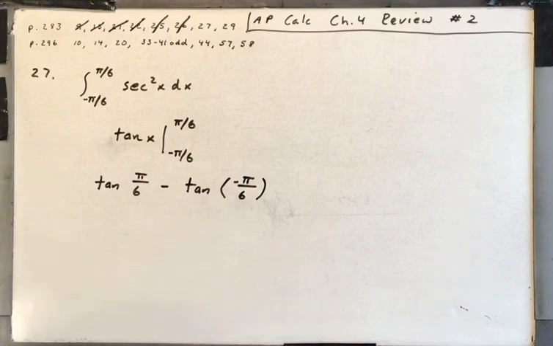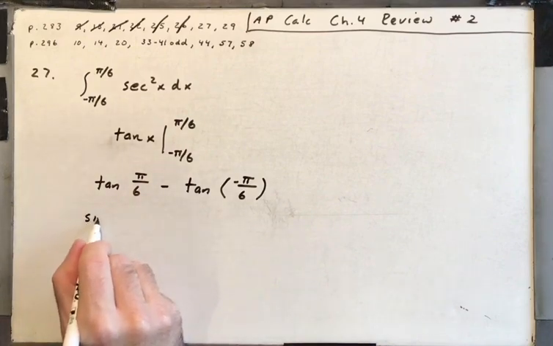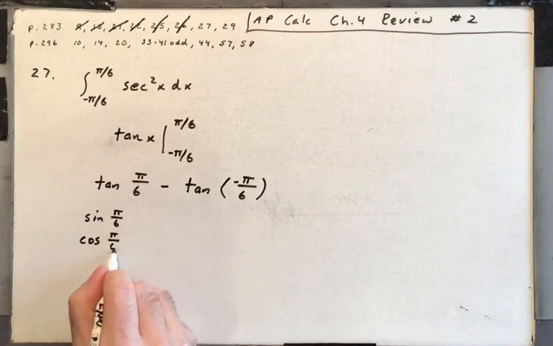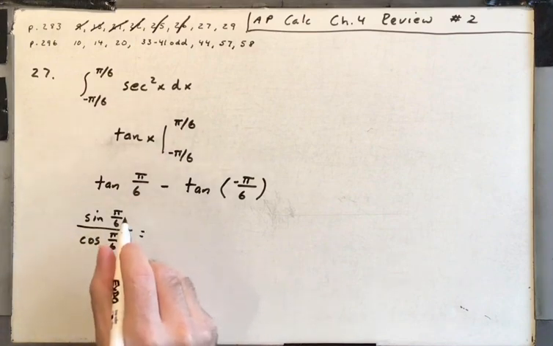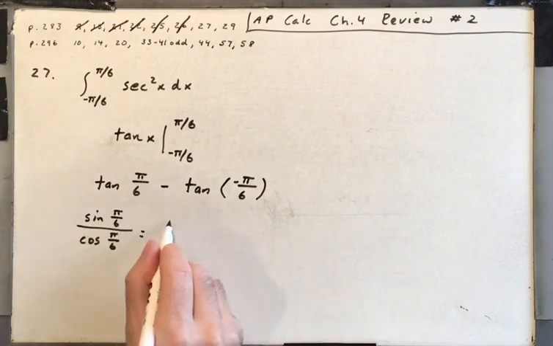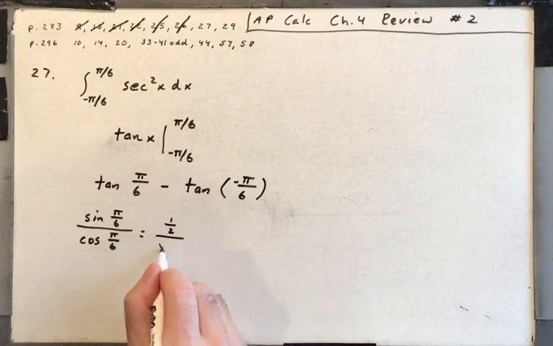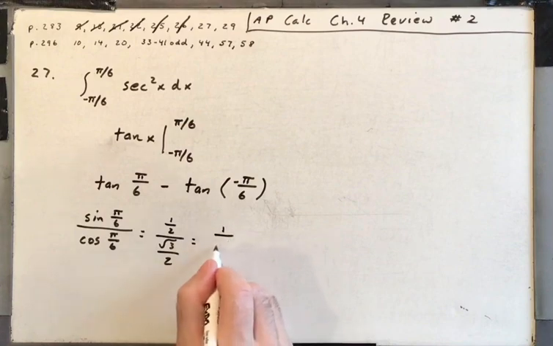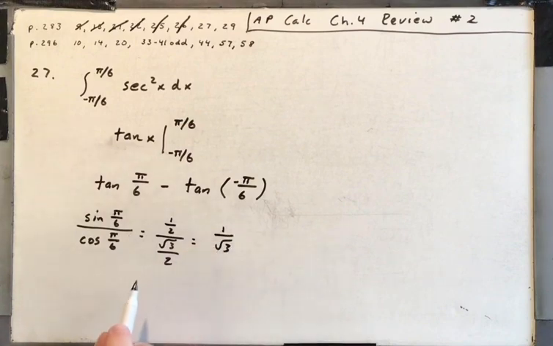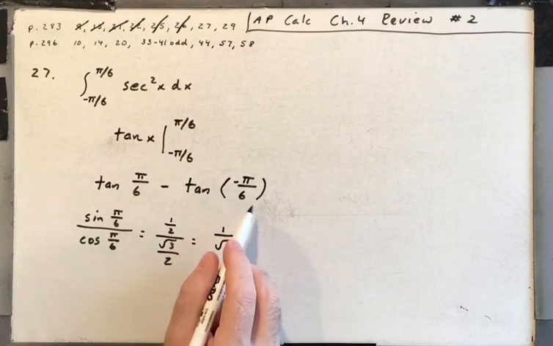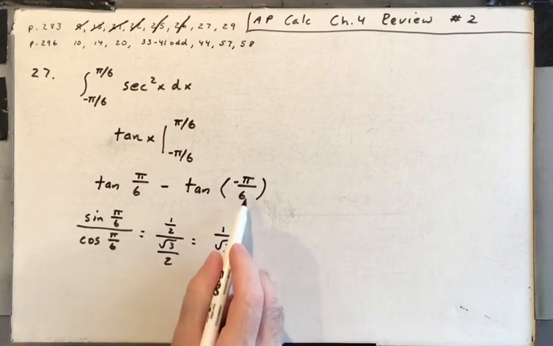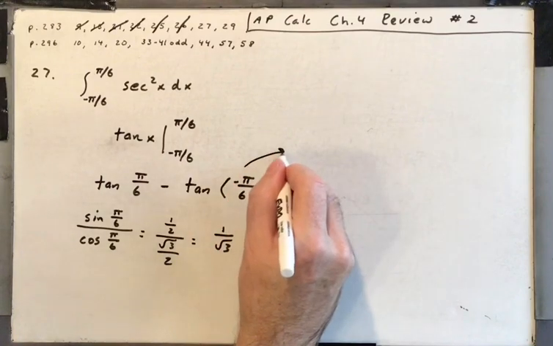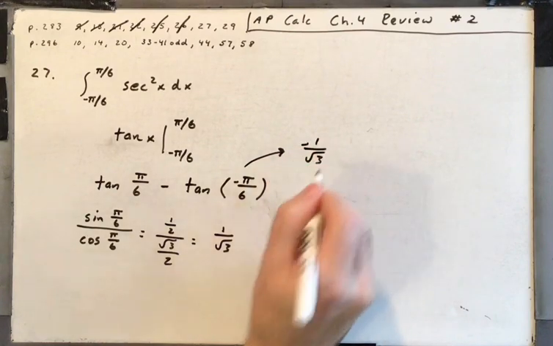Okay, what is tangent? Tangent is sine over cosine. So that'd be sine pi over 6. You can remember the trick if you want. But sine of pi over 6 is a half. Cosine of pi over 6 is root 3 over 2. All right, so after you flip, that's going to be 1 over root 3. Tangent of negative pi over 6, well, that's in quadrant 4 where tangent's negative. So tangent of negative pi over 6 is just negative 1 over root 3.